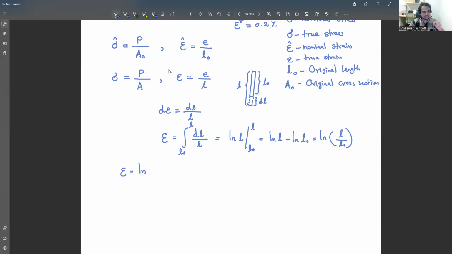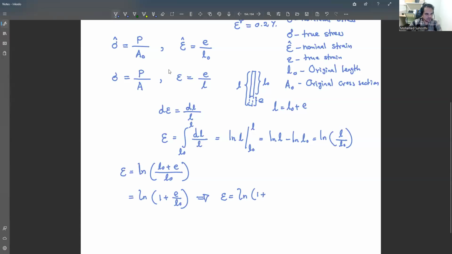Okay, so actually the true strain we define with L, right? Therefore this L you can write as L naught plus this extension, let's take this as E. So that means L equals L naught plus E. Now ln, you can write 1 plus E over L naught. So from here you can write epsilon, true strain, equals ln 1 plus E over L naught, where E over L naught is actually your nominal strain, right?